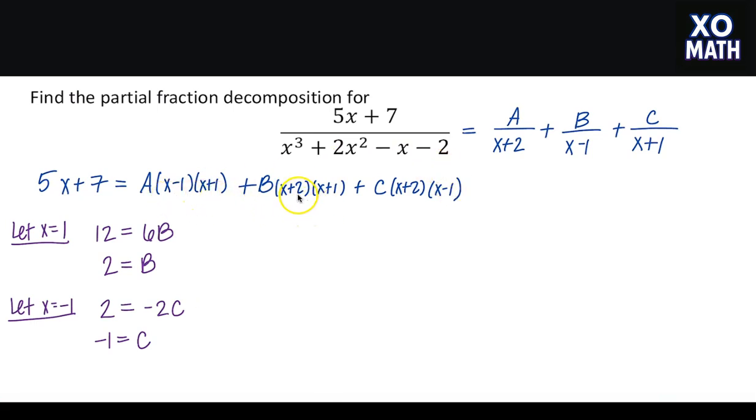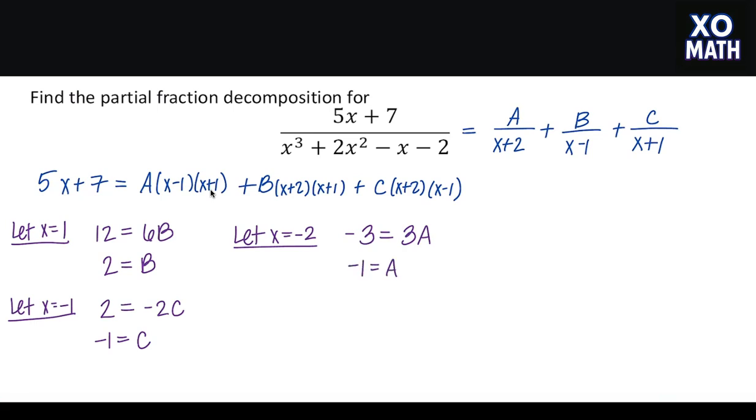And finally, let's let x be negative 2. This factor and this factor will be 0, so these two terms will zero out, leaving us with just the term involving A so that we can solve for A. Negative 2 times 5 is negative 10 plus 7, so we get negative 3, equal to negative 2 minus 1, that's negative 3, and negative 2 plus 1, that's negative 1. Negative 3 times negative 1 is positive 3, so 3A. Divide both sides by 3, and A is negative 1.